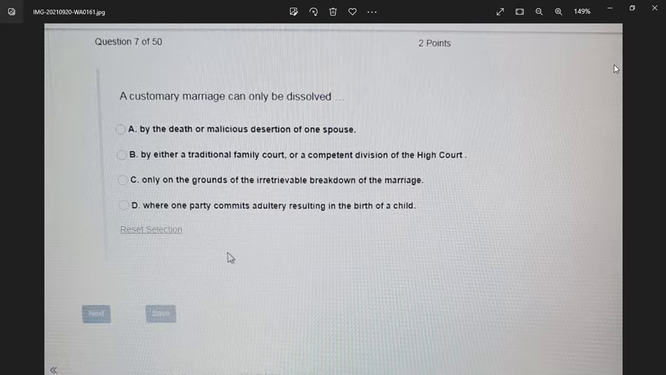All right, let me not waste time. A customary marriage can only be dissolved. My answer is B, which I found on page 82, by either a traditional family court or a competent division of the High Court. The answer is there.